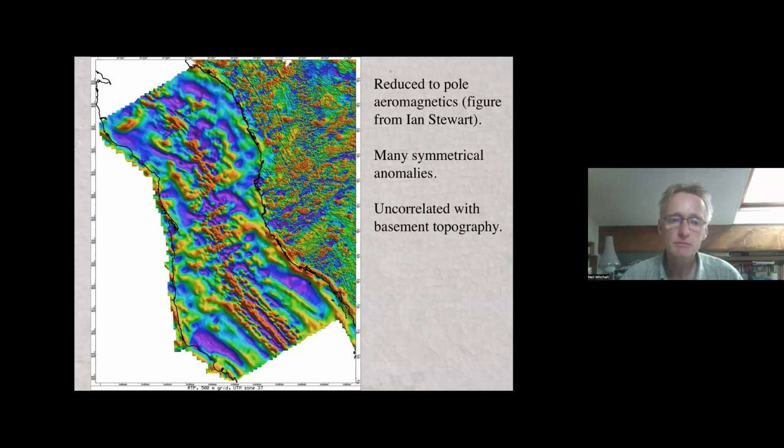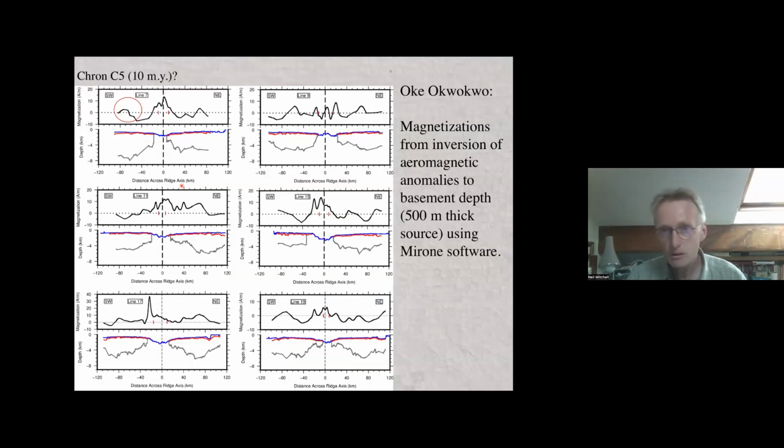But what hasn't been perhaps so obvious is that there are also anomalies that are off axis that are roughly parallel, maybe not so striking. So this pair here you might associate. So could they be of interest? What Oki has done is he's taken the aeromagnetic anomalies and inverted them for magnetization of the upper crust, assuming the source layer is 500 meters thick. So he's used the basement from the reflection data for this.